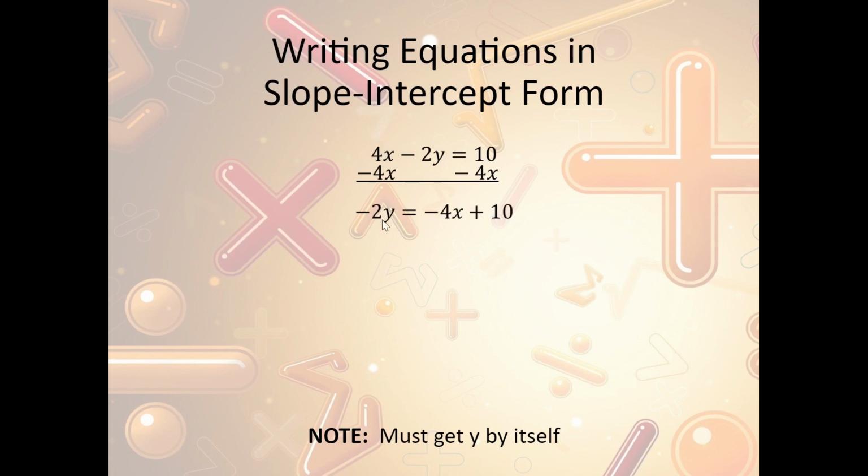Now I'm going to get rid of whatever's over here with the y. Well, I got a negative 2 over here, and it's being multiplied by y. So I'm going to undo that by dividing. So I'm going to divide both sides by -2. That gets rid of this because -2 divided by -2 is 1. So it's just 1y. So that's what I want, just y. And then this gets divided to both of these. So -4x divided by -2 is positive 2x. And 10 divided by -2 is -5. So I end up with y equals 2x minus 5. Here's my slope. Here's my y-intercept. Now I can graph that equation.